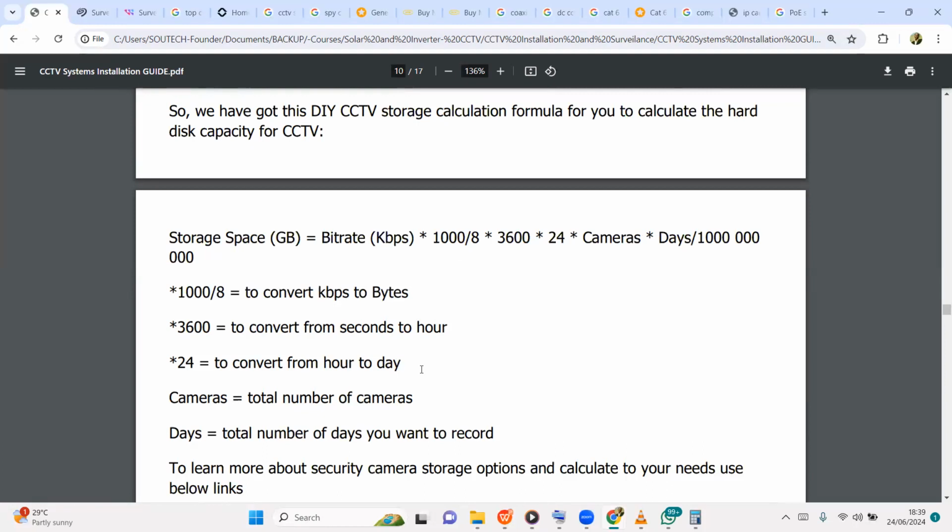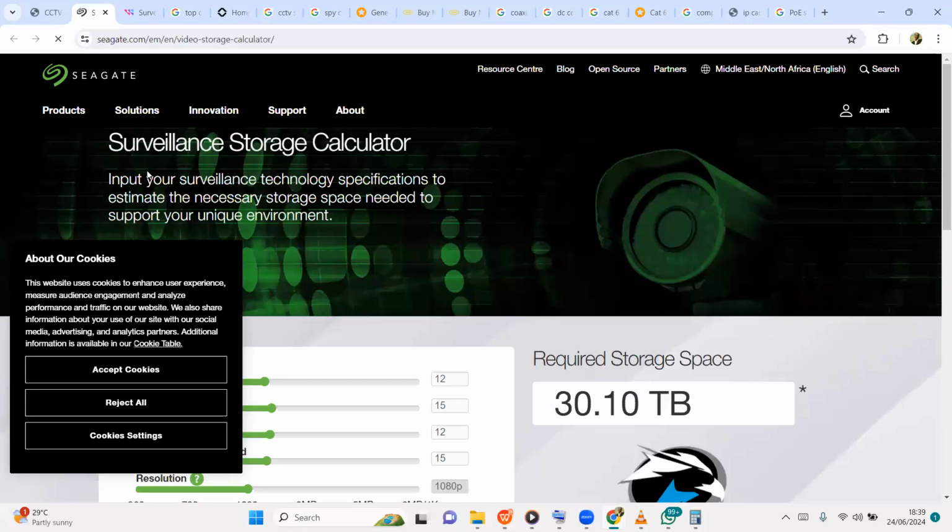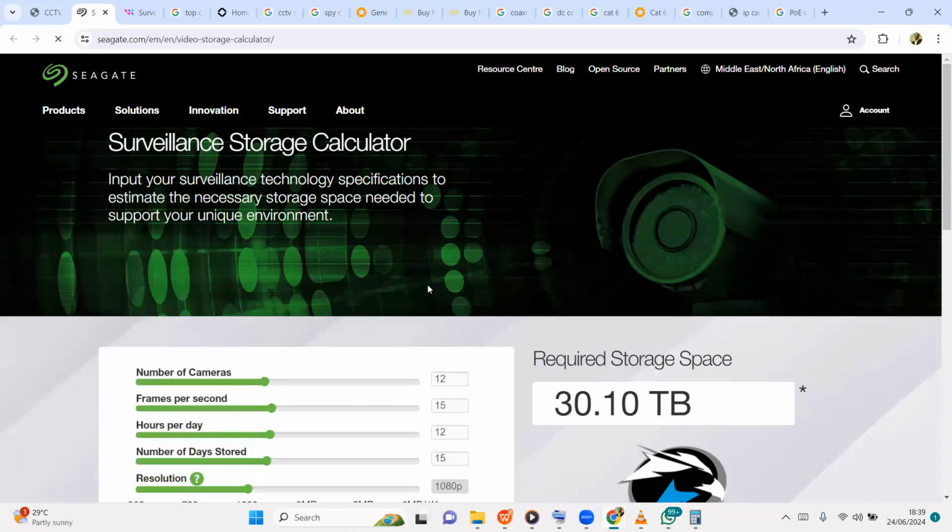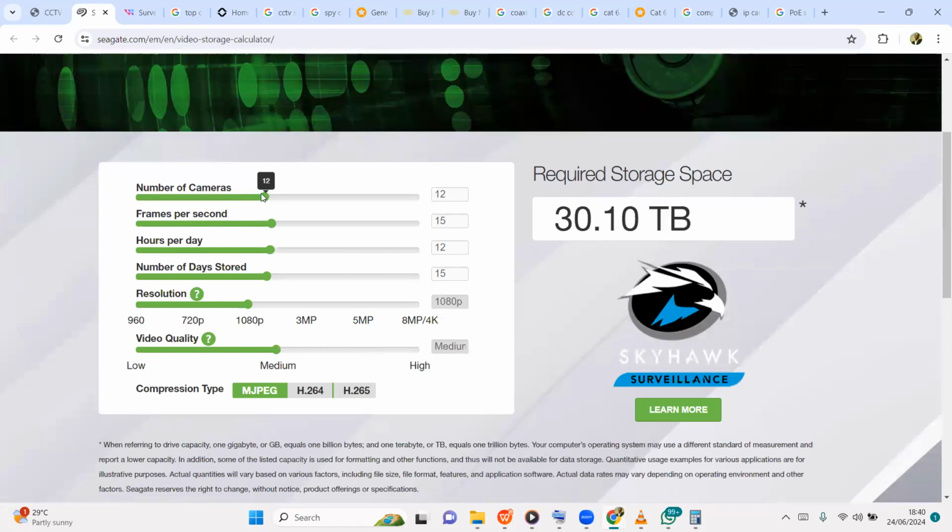Most of the times, your DVR, your NVR system, they don't come with a hard disk except you are buying a complete solution, right? Most of the times, you buy them separately. And at times, if it's a bundled package, you might buy them together. So you see, in this calculator now, I have 12 cameras. Let's say I have 10 cameras. You can adjust this.